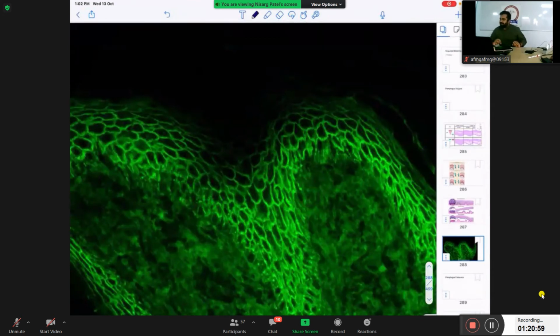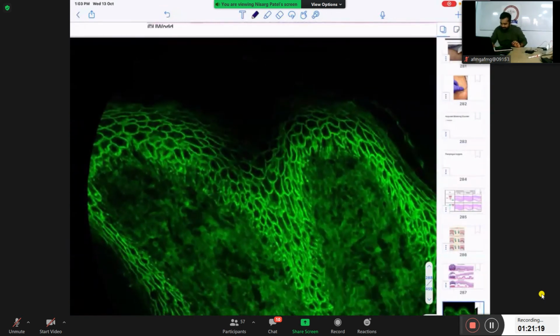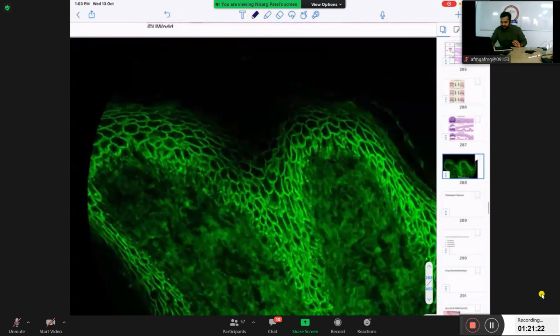So why are we getting the fishnet pattern? Because these desmosomes are present on the keratinocyte. These are the polygonal shaped cells. So this antibody is depositing on the keratinocyte, and that is why you will get a fishnet pattern. And if this fishnet pattern is not present, so if my antibody is against the desmosome, what will be the pattern?